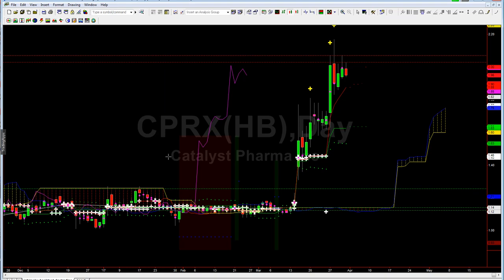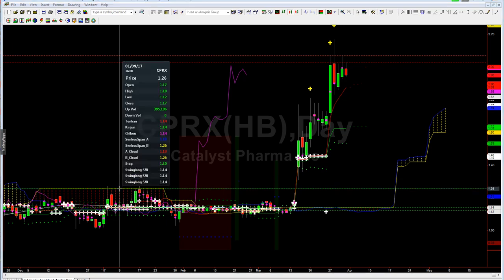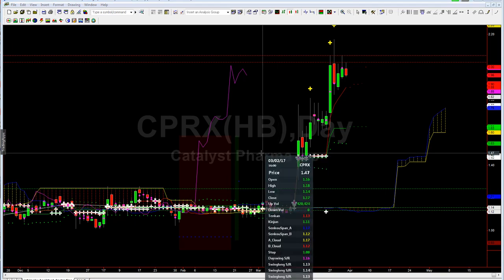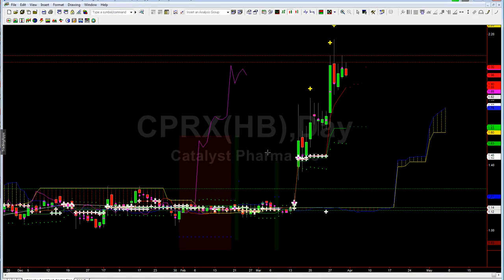But again, if you are getting in here, you have to take notice that you're in the cloud now, but you do have that SKB there. So if we fast forward to the future, the cloud starts to thin out, we start to get above it. Right here, we close at 117. We are above the crosses. Again, close at 117 above the crosses.